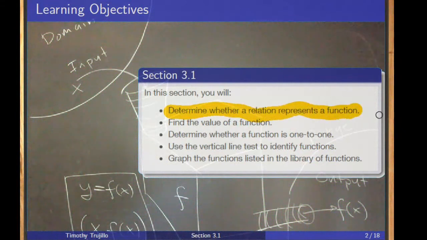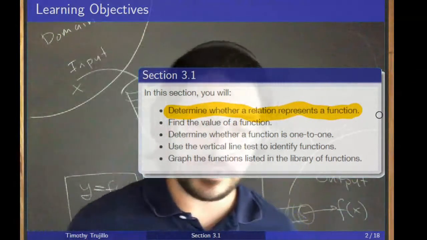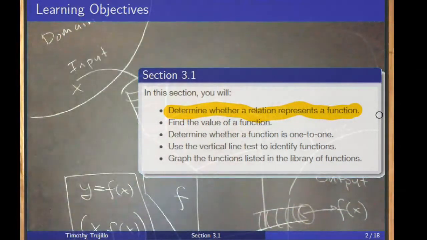And this sounds simple on the face of things, and there's a really nice way to do it graphically called the vertical line test, but there are many ways to represent a function. So we'll have to talk about all of the different ways that we represent a function and how we can determine if that relation indeed represents a function.